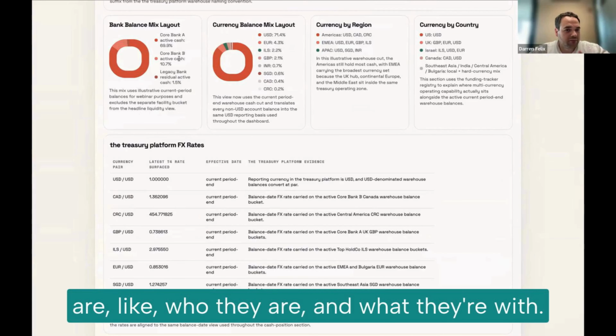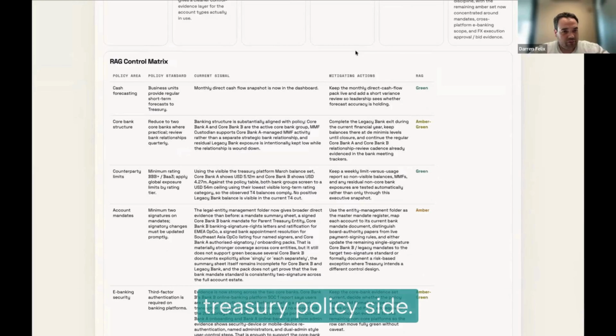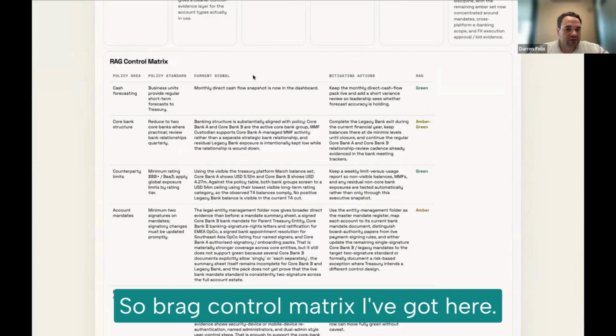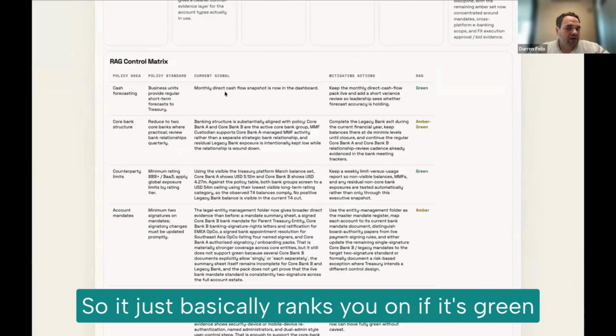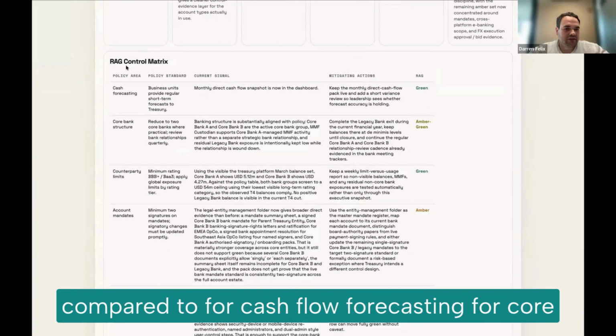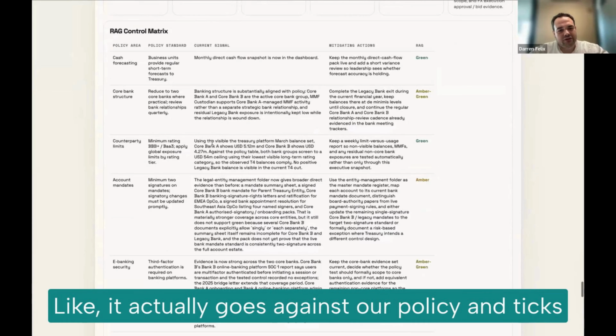And this, I know you spoke about it earlier, Ed, is measuring against your treasury policy. So I've got a control matrix here. It basically ranks you on if it's green, for cash flow forecasting, for core bank structure. It actually goes against our policy and ticks things off. And it's all in here and all broken down in detail. So, like I said, possibilities are endless.